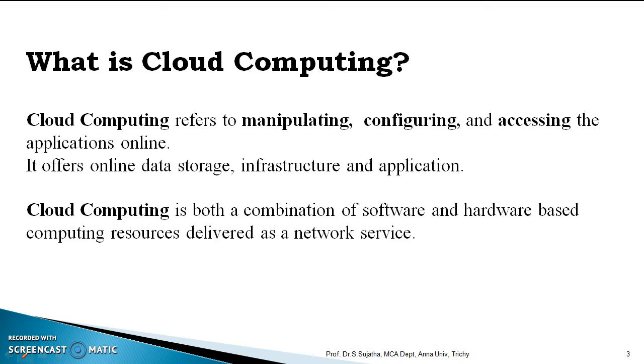Cloud computing refers to the manipulation, configuration, and accessing of applications online. That is, the data storage, infrastructure, and applications can be accessed by the consumer from the service provider online. Cloud computing is a combination of both hardware and software based computing resources through a network. What are resources? Basically, resources are the services accessed or requested by the client from the cloud, which are delivered by the service provider through the network.